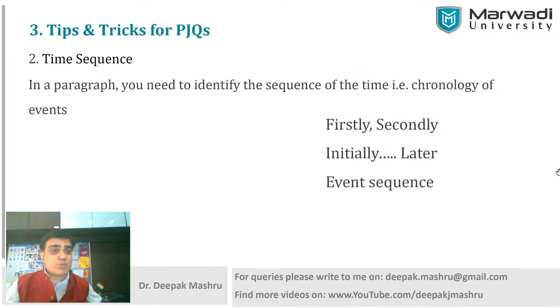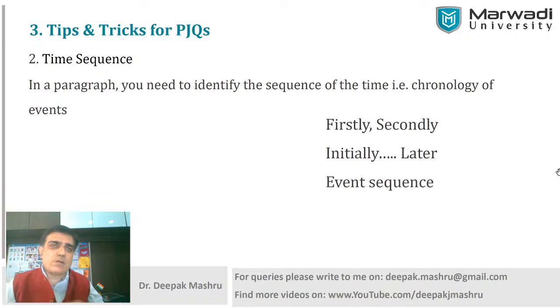Okay, so let's move to the next one, time sequence. Time sequence talks about chronology. Chronology means, chron means time. The one action happened, then the second action happened, and then the third action happened. So when we find the different actions, they happen in the proper sequence. That is important for us. There are certain keywords that we can find, for example, firstly, secondly, initially, later. Or you can find out the event sequence, that something happened first and then that something happened last.